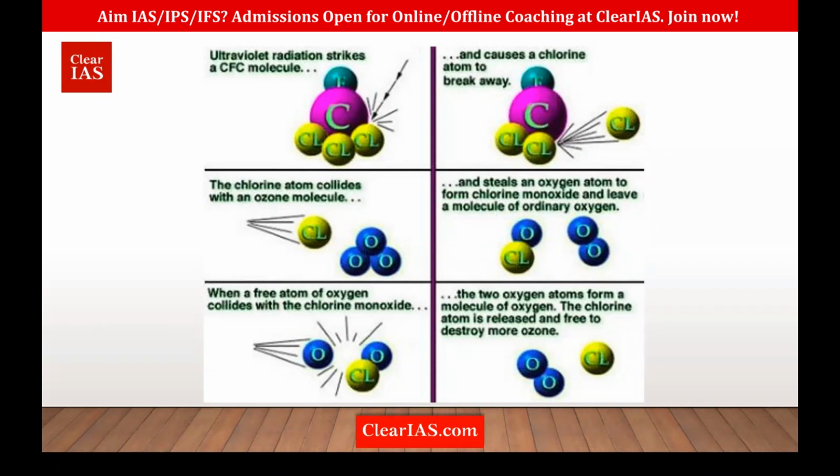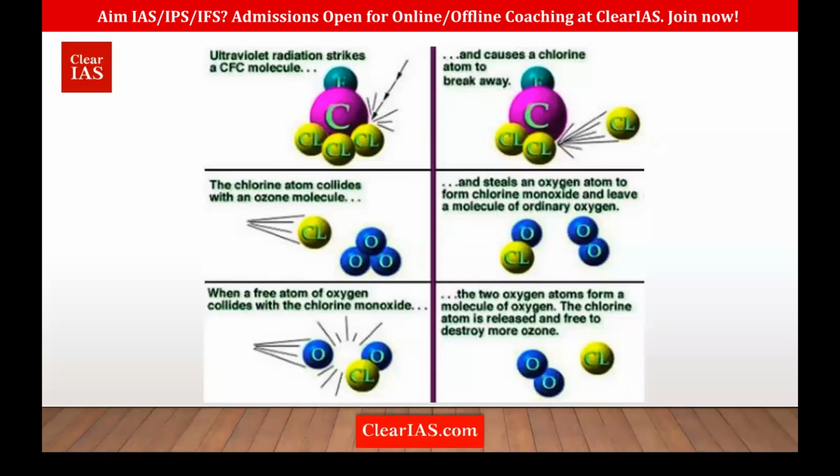So what happens when it hits the ozone? This splits the ozone molecule into one oxygen molecule and one ClO, that is chlorine monoxide. Then the ClO travels and finds another single oxygen atom. Again it combines, the chlorine gets separated from there, and again an O2 molecule is formed, and there is a separate chlorine, which goes on depleting the rest of the ozone.